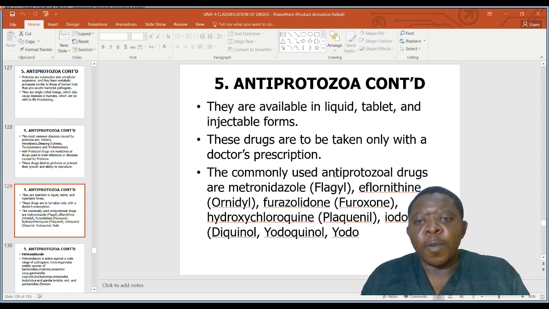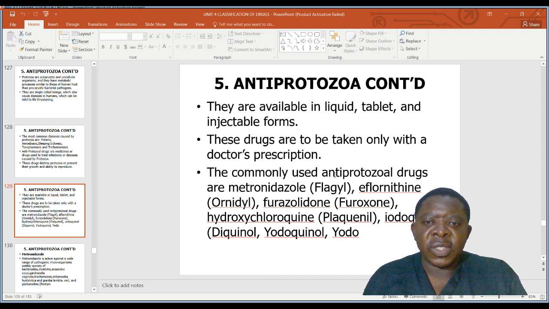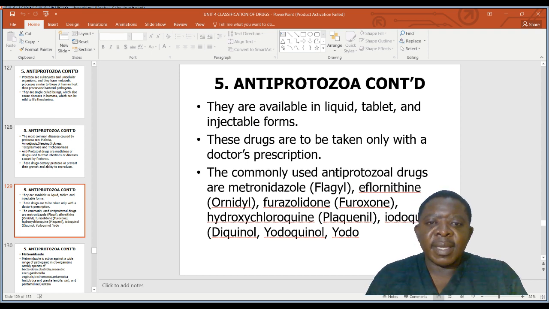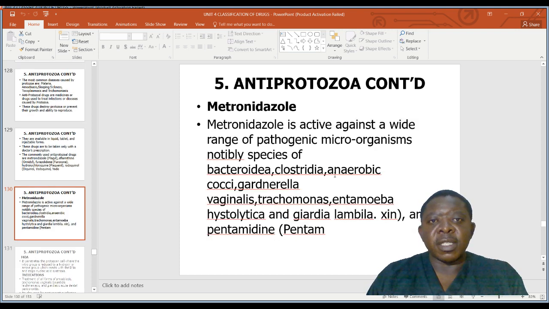The commonly used antiprotozoal drugs are metronidazole or Flagyl. Then we have furazolidone. And then we also have chloroquine, and then we have hydroxychloroquine. So these are some examples of antiprotozoal drugs.